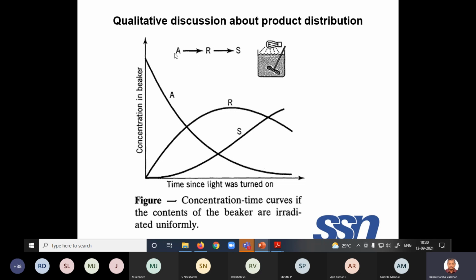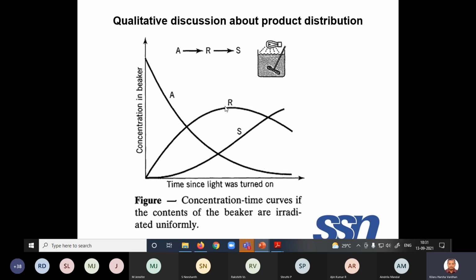So how will the concentration of A behave? I'm drawing concentration versus time. Imagine that this reaction happens only in the presence of light. When there is no light, time t is 0. When you switch on the light, the reaction starts, and with time the A concentration will come down. We know that R is formed as A becomes less.